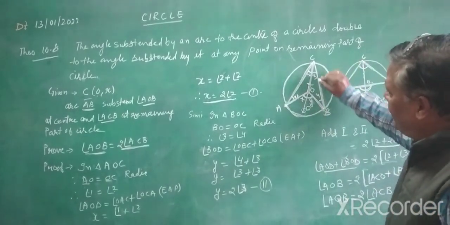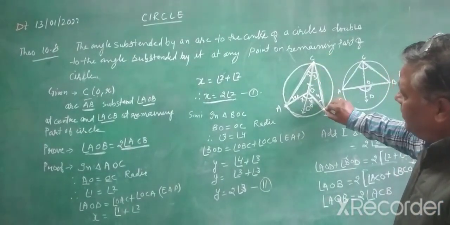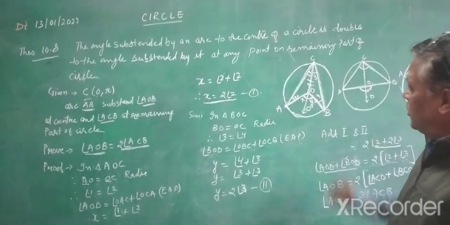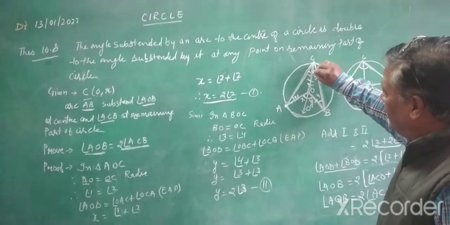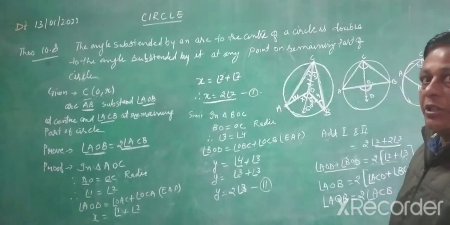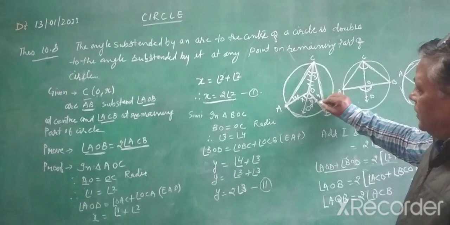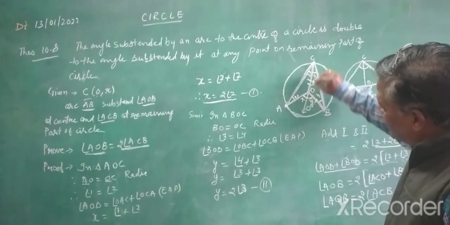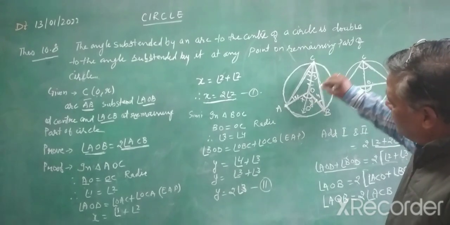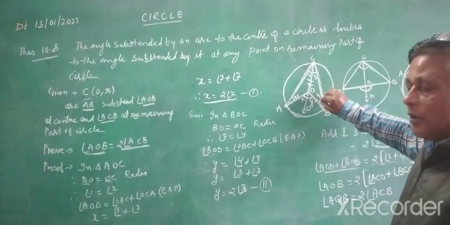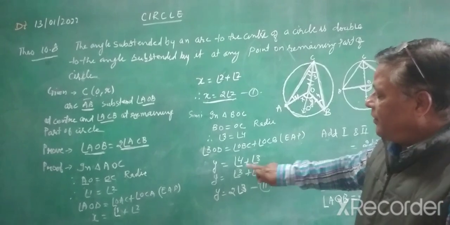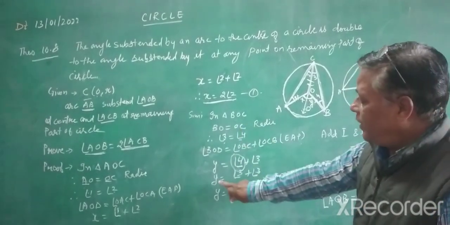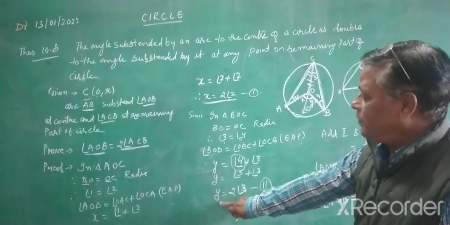Then similarly we take triangle BOC. Again, BO and OC are radii, so the angles are equal by theorem 7.2: angles opposite to equal sides are equal. Then again, this angle y is the exterior angle for triangle BOC. So y equals angle 3 plus angle 4. We have already proved that 4 equals 3. So y equals 3 plus 3, and y equals twice angle 3.